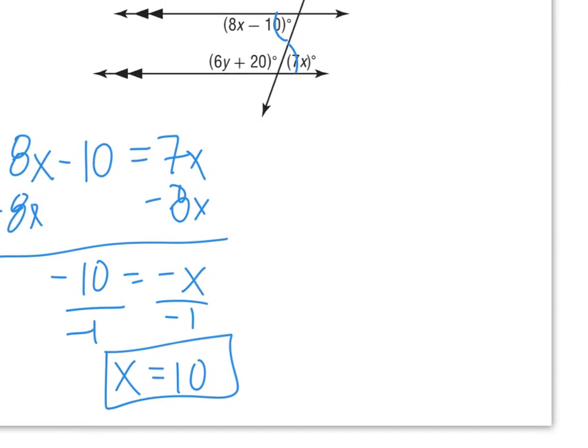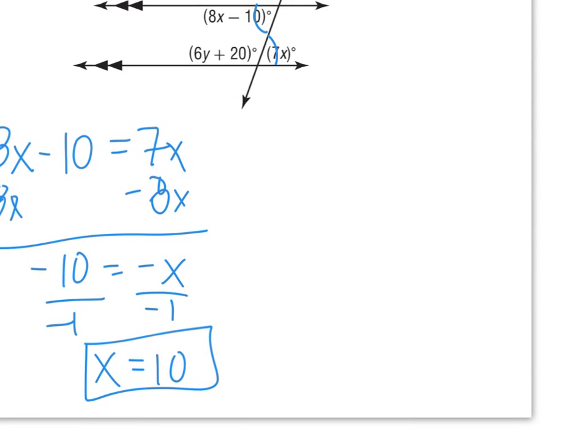And then, now that I know that x is 10, okay, I now know, and we can do this a number of ways, that these two angles here are supplementary because they form a linear pair with this angle, with this line, okay? But I also know that these two angles add up to 180 because they are same side interior, or consecutive interior angles. So, I'm going to use this one because 7x is a little bit easier to work with than 8x minus 10. Doesn't really matter, but however you want to do it.